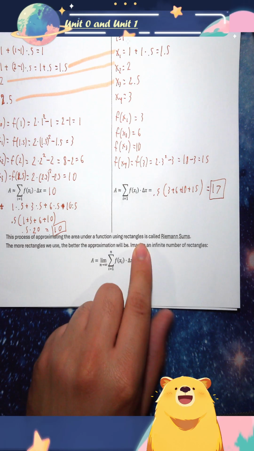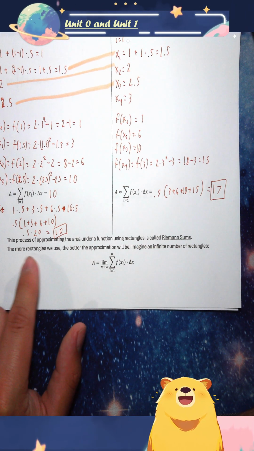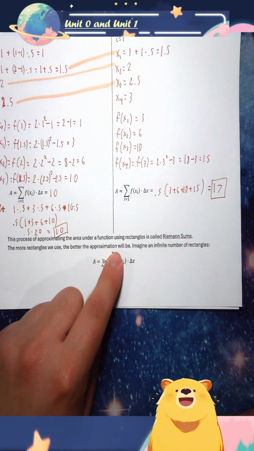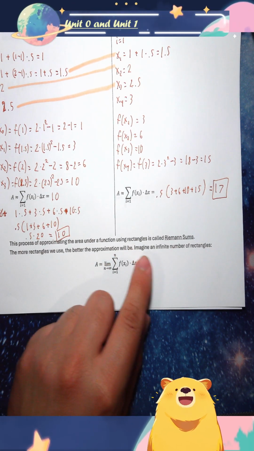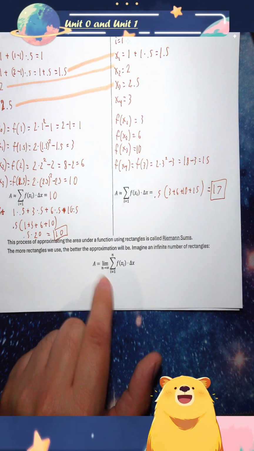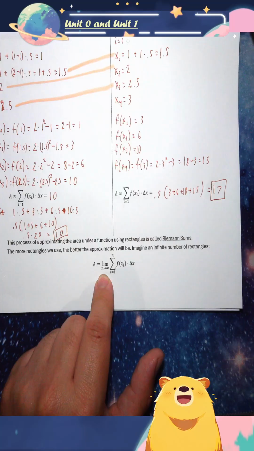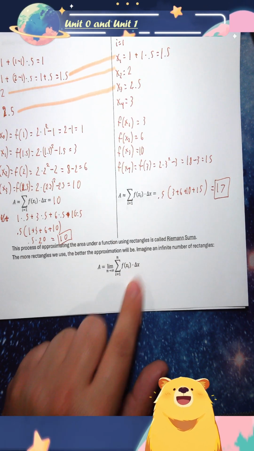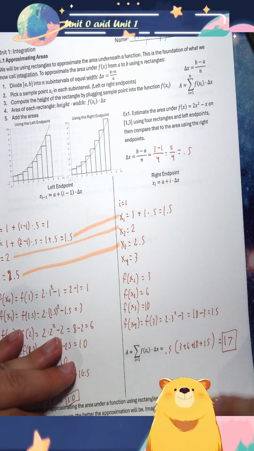This process of approximating the area under a function using rectangles is called the Riemann sums. The more rectangles we use, the better approximation it will be. Imagine an infinite number of rectangles. So the area would be equal to the limit as we do all of these possible rectangles. Now, this is called the definite integral.